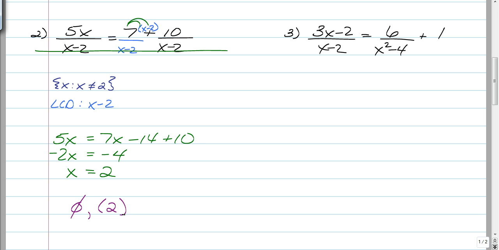And you're done. It's just like solving back in the day, except we have to get a common denominator first. But once you get that common denominator, you can cross out your denominator and go to work on the top. So number 3, you're going to need to do just a little bit of factoring really quick with the 6 over x squared minus 4, because that is a difference of 2 squares.